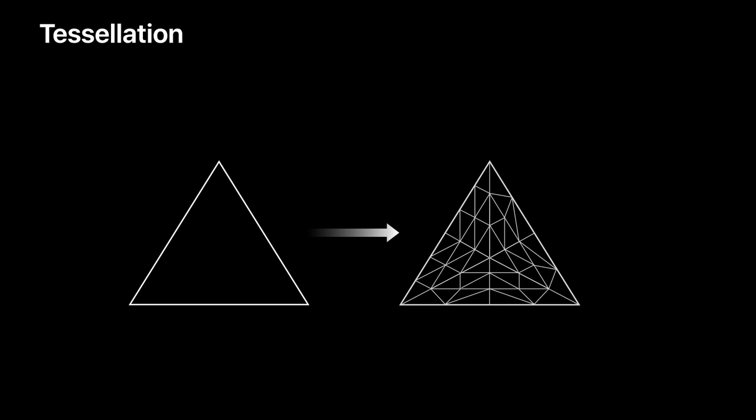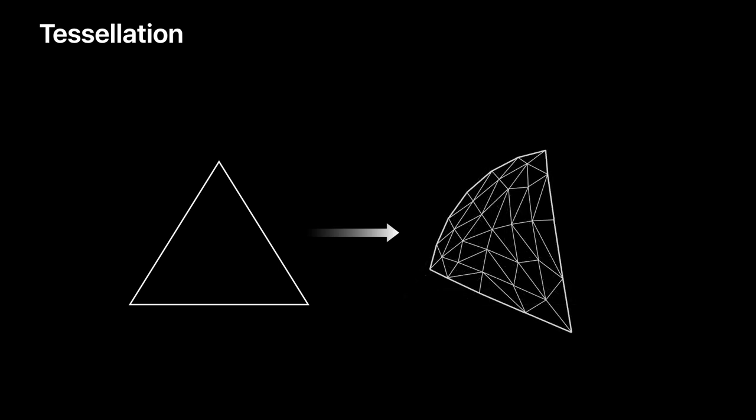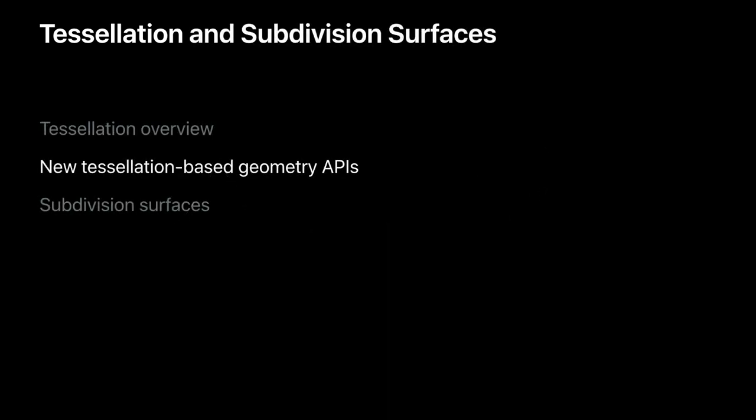And now if you have a look at the original triangle and the tessellated version, you might be a little disappointed. And that's because all the new geometry data actually lies in the original triangle. So for your highly detailed mesh, you want to do something with this extra geometry. And that leads us to the new tessellation-based geometry APIs.